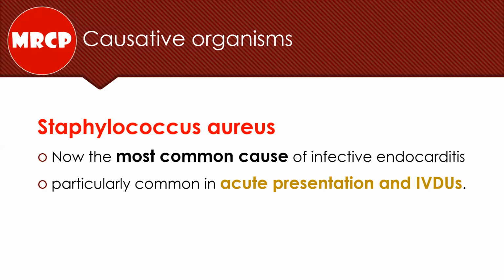Sometimes you will find a question about infective endocarditis and you will be asked directly, what is the most common organism of causing infective endocarditis? The correct answer is Staphylococcus aureus, particularly in acute presentation and particularly in patients with intravenous drug abuse. Okay, very important questions that you will see in the question banks.